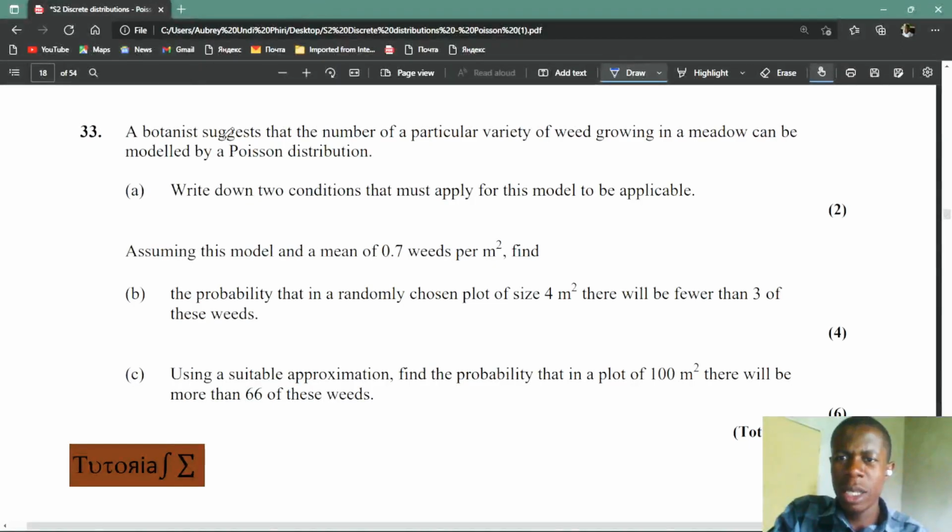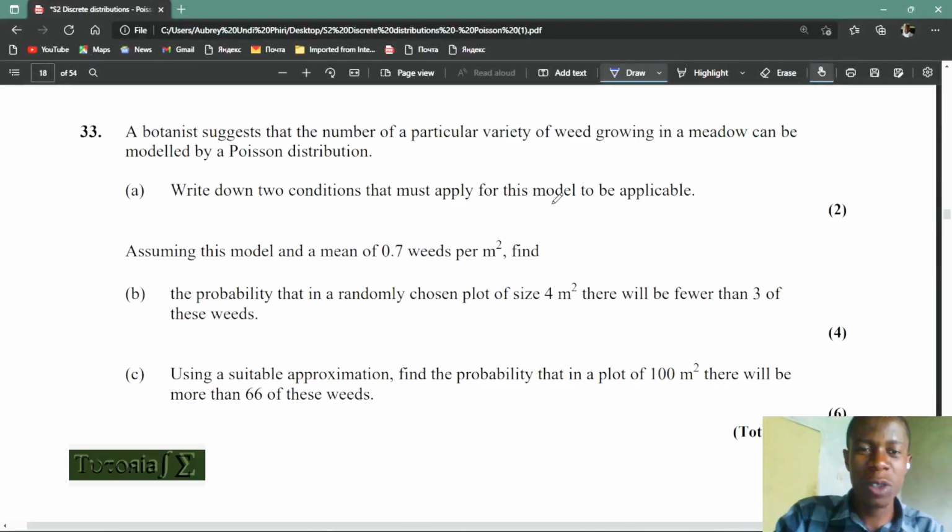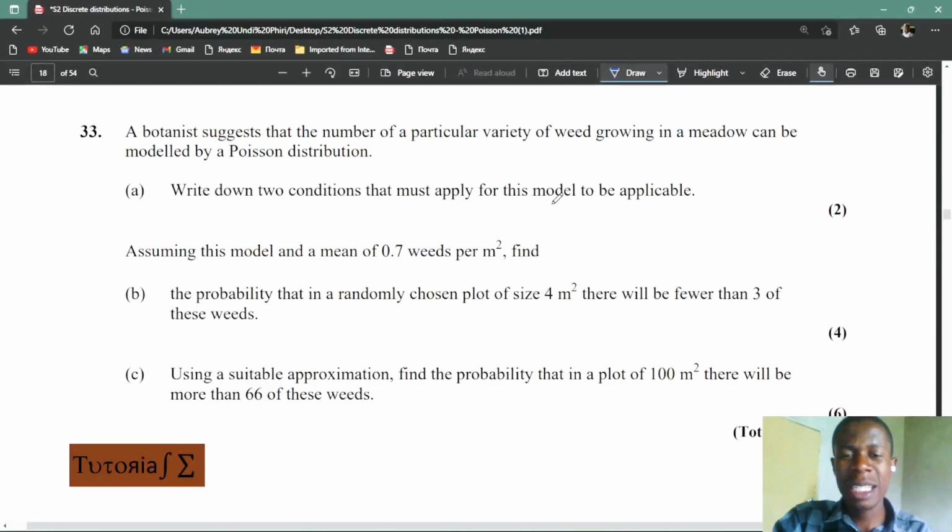A botanist suggests that the number of a particular variety of weed growing in a meadow can be modeled by a Poisson distribution. Write down two conditions that must apply for this model to be applicable. Those are the conditions that we've talked about previously. First of all, we need to assume that the events are independent. Secondly, we need to assume that the mean is constant. So this first question is already answered.